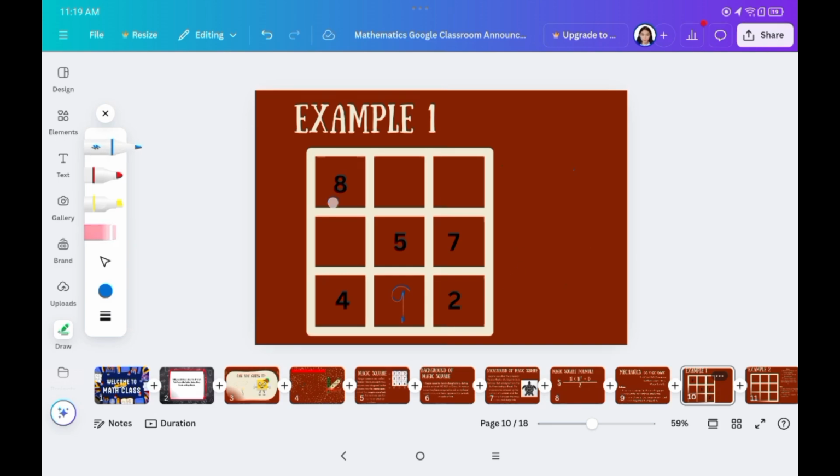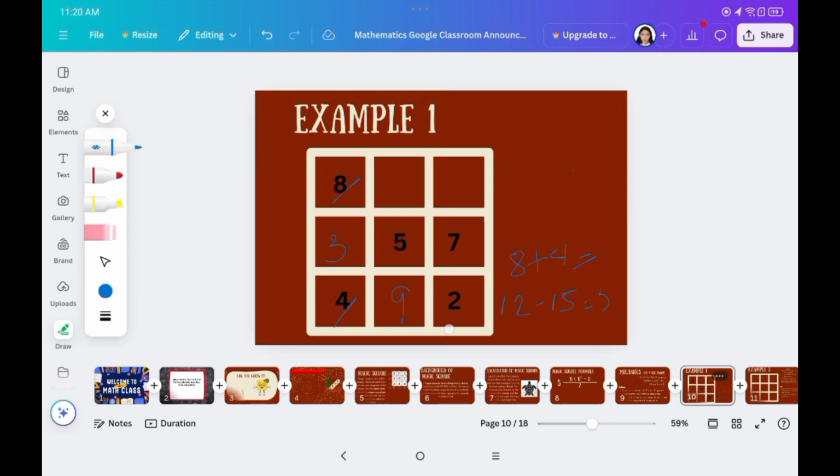Sunod naman, itong 8 at 4. Ipapag-plus lang natin at ima-minus natin sa 15. 8 plus 4 is equal 12. And 12 minus 15 is equal 3.